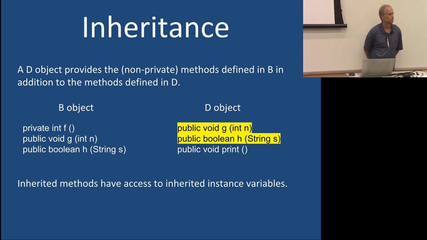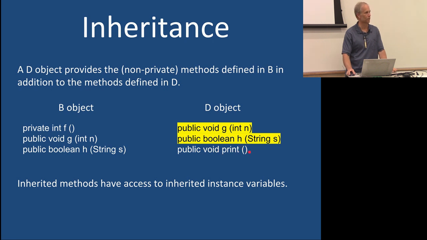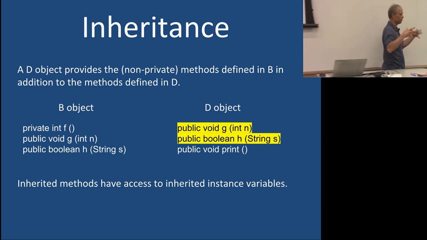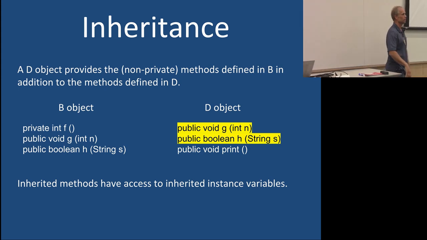But you can invoke F in a method you inherited. Print could not invoke F because it's private. But G and H, which you inherited, can still access F. So the private methods are there so that G and H can work. But you can't use F directly from the code in the class you're creating.